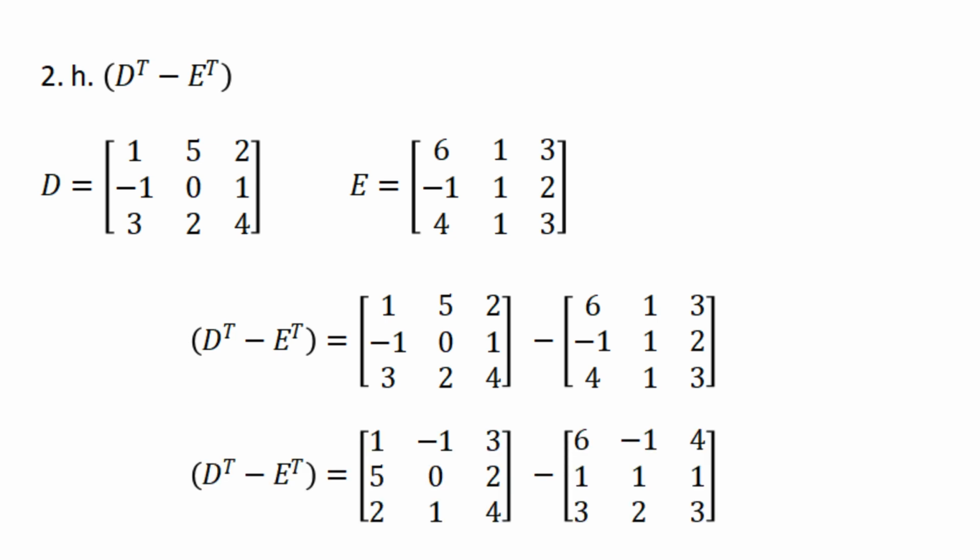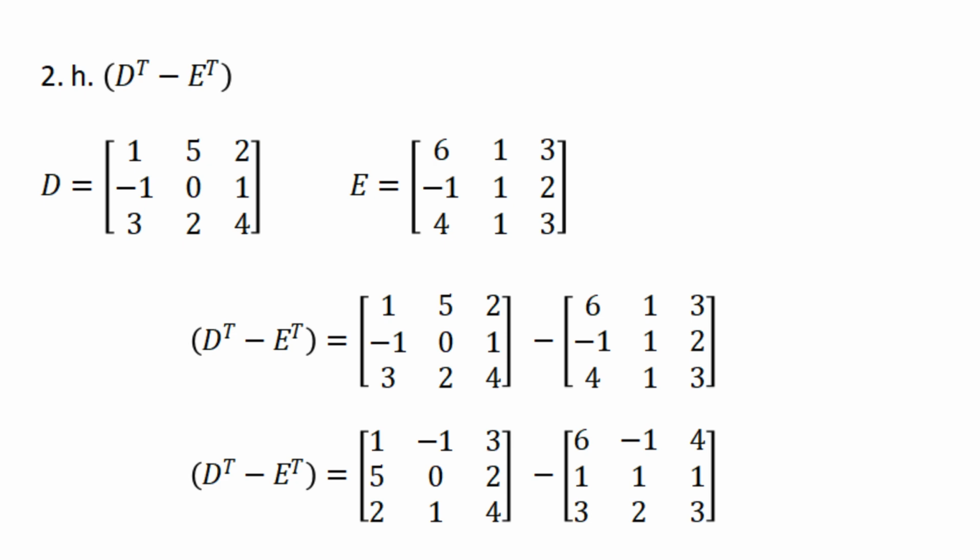So for our D, the transpose of matrix D is equal to column 1: 1, 5, and 2; column 2: negative 1, 0, and 1; column 3: 3, 2, and 4, minus the other matrix, the transpose of matrix E.